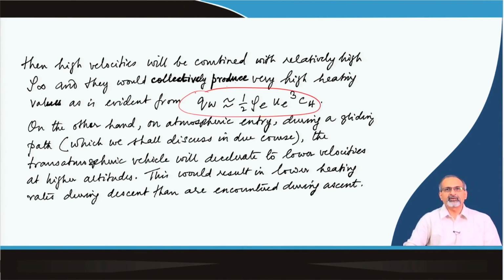On the other hand, on atmospheric entry during a gliding path, which we have discussed to some extent and will further discuss in due course, the vehicle will decelerate to lower velocities at higher altitudes, and this would result in lower heating rates during descent than are encountered during ascent. However, the fact still remains that at high velocities the aerodynamic heating remains a huge challenge.